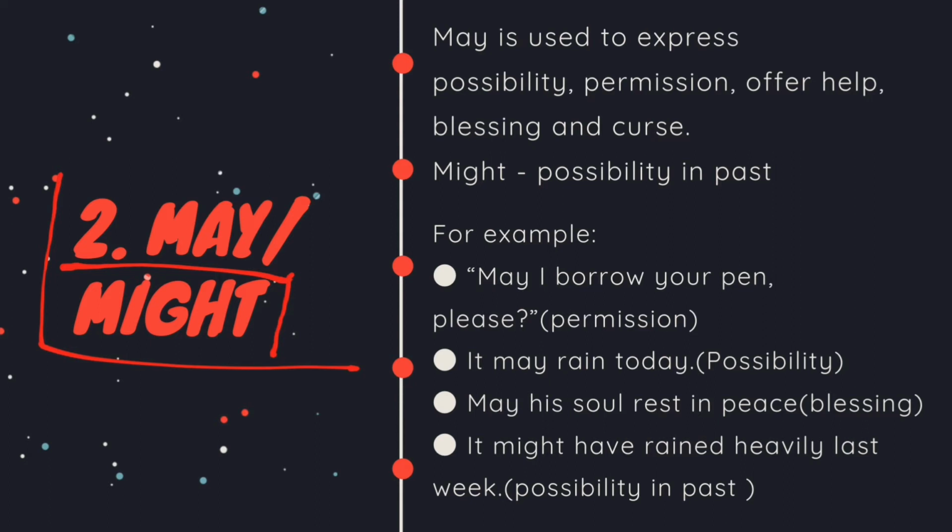May is used to express possibility. Yes friends, if you have to show some possibility that this will happen or not, there you will use may. If you have to give permission to someone, you will use may. If you have to offer help to someone, then you will use may. If you have to bless someone, then also you will use may. And if you have to show a curse for someone, that also you will use may there.